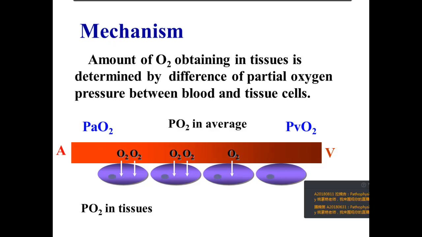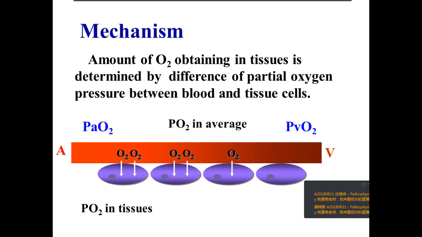Now, the amount of oxygen obtained in tissue is determined by the difference of partial pressure of oxygen between the blood and the tissue cell. If the difference is large, oxygen moving into the tissue cell will be more. If the difference is less, oxygen moving into the tissue cell will be less. Understand? Now during hypotonic hypoxia, is the difference more or less?